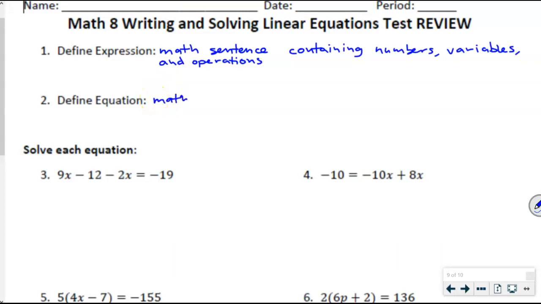Yes, and I want just a little bit more. I know that's what we said in a previous video, but that was just the very most basic. But you guys know a little bit more. So it's a math sentence with an equal sign. Why would it have an equal sign? Brighton?